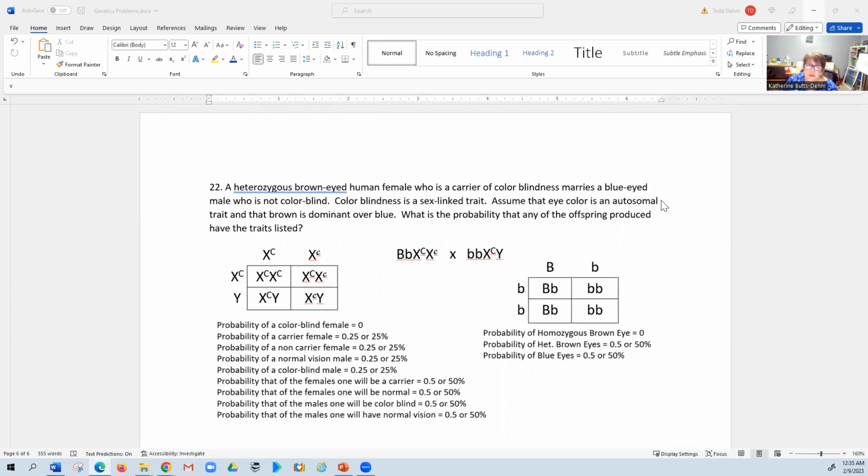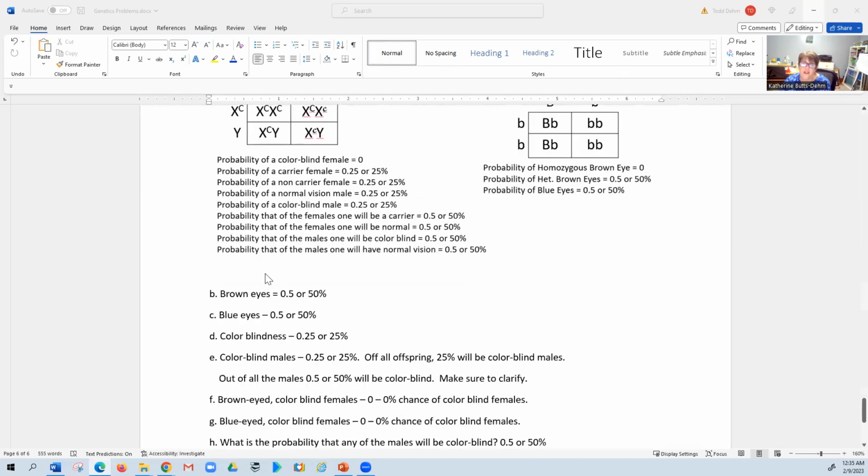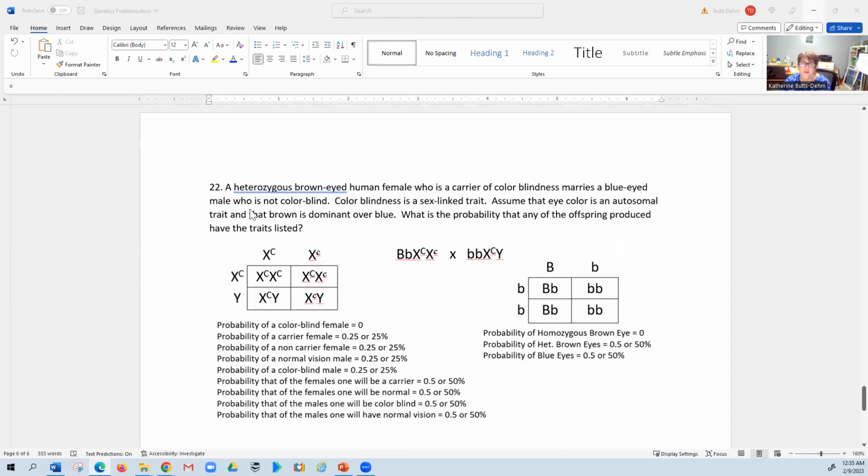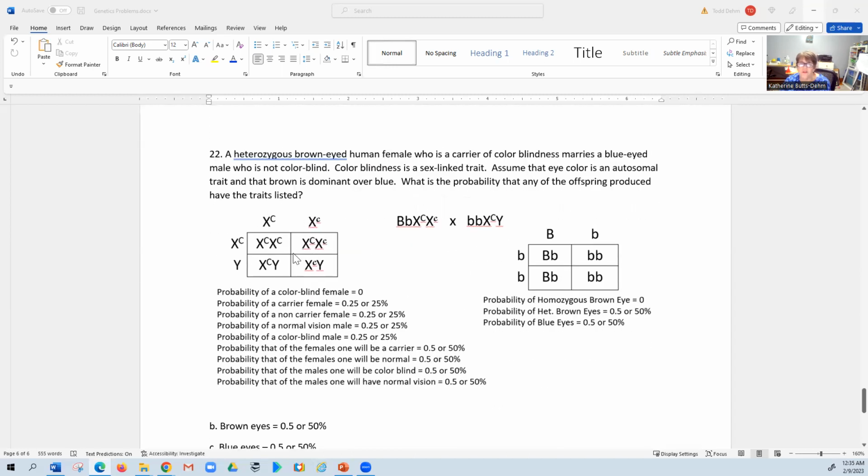So assume eye color is an autosomal trait and that brown is dominant over blue. Now eye color really is a lot more complicated than this because there are a lot of other colors. But if you look at just brown and blue in the people I know, then it's pretty easy. So what is the probability that any of the offspring produced have the traits listed? And here are all the traits listed. So I just looked here and thought, well, I'll figure these out myself.